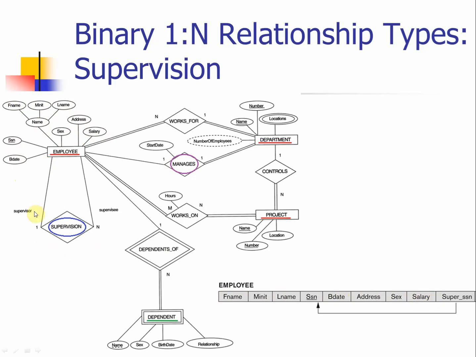Now, in order to handle this recursive relationship, we create a supervisor social security number that goes back to the employee. So you see that we create this additional attribute as a foreign key that links back to the primary key of the other side, which is still employee. Therefore, you can see that the supervisor SSN goes back to the social security number, which is the primary key of the employee. That is how we convert our very first 1-to-N relationship.